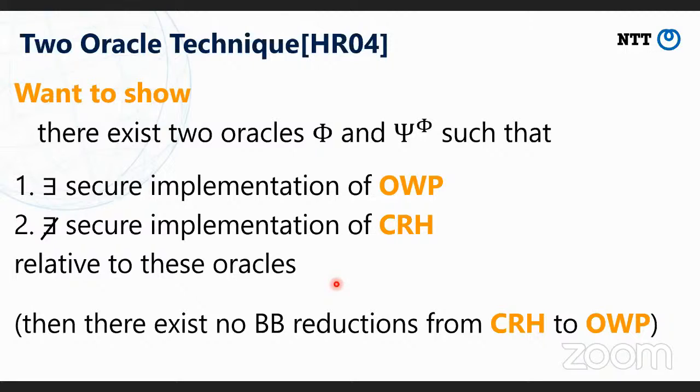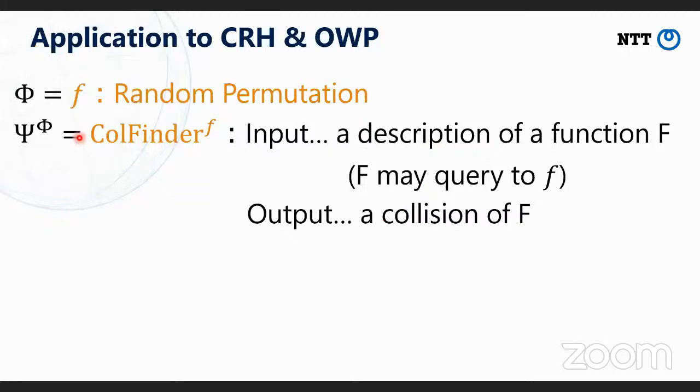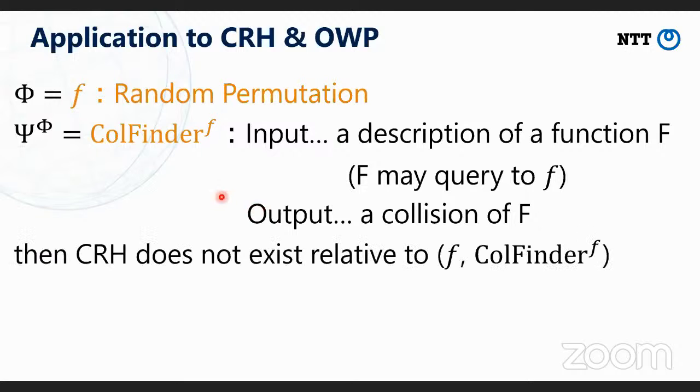Next, let me explain a little bit more detail about this phi and psi. For collision-resistant hash and one-way permutation, we set phi to be just a random permutation f, and we set psi to be an oracle called CollFinder. This oracle takes a description of a function as input, and here the function may query the random permutation f, and this oracle outputs a collision of the function. Under the setting that these oracles are available, collision-resistant hash does not exist, because when the adversary queries the description of some hash function to this CollFinder oracle, it will return a collision of the hash function to the adversary.